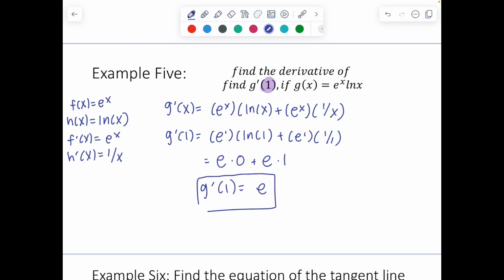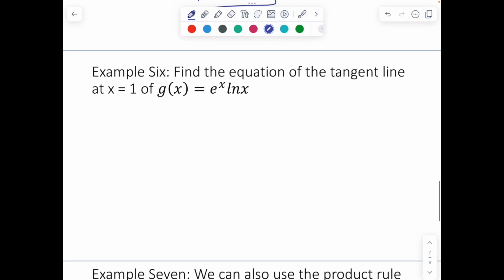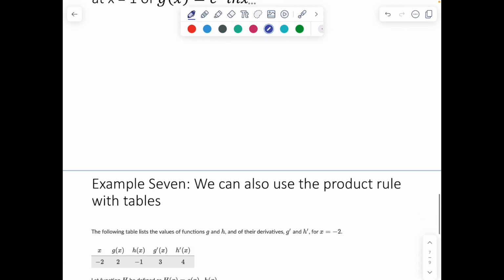And remember, e is not a variable, e is a number. It's something close to 2.7. So that's what you would do if you're finding the derivative at a point. You would find the derivative function, and then you would go ahead and plug in 1 after that. So this one says find the equation of the tangent line at x equals 1.